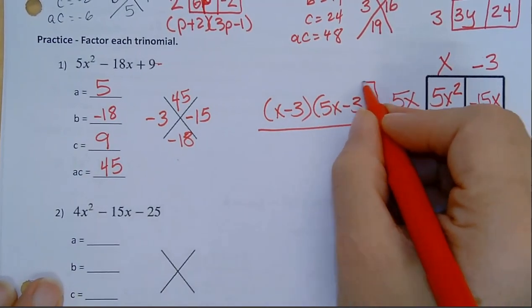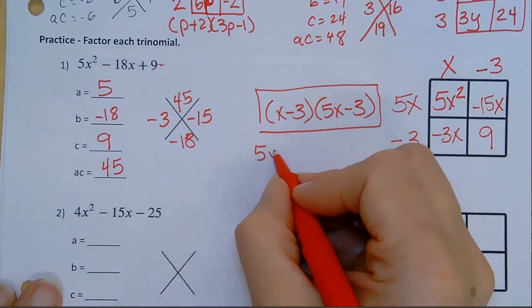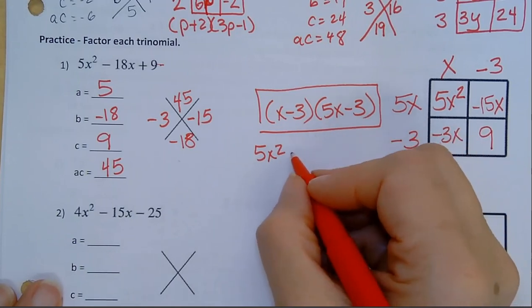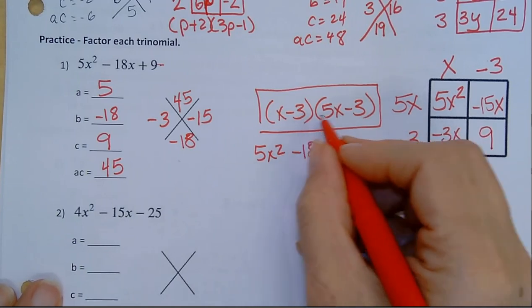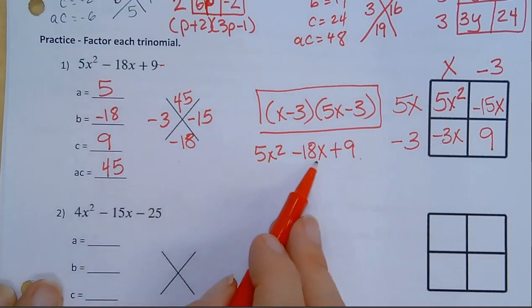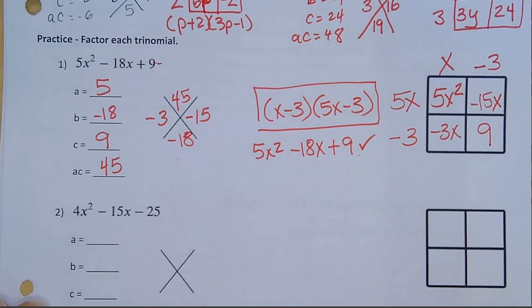Okay, that should be my answer. I will double check it. I have x times 5x is 5x squared. Outer is negative 3x, inner is negative 15x, so that's negative 18x, and then negative 3 times negative 3 is positive 9. Does that match? 5x squared minus 18x plus 9, it matches. That means my binomials are good.